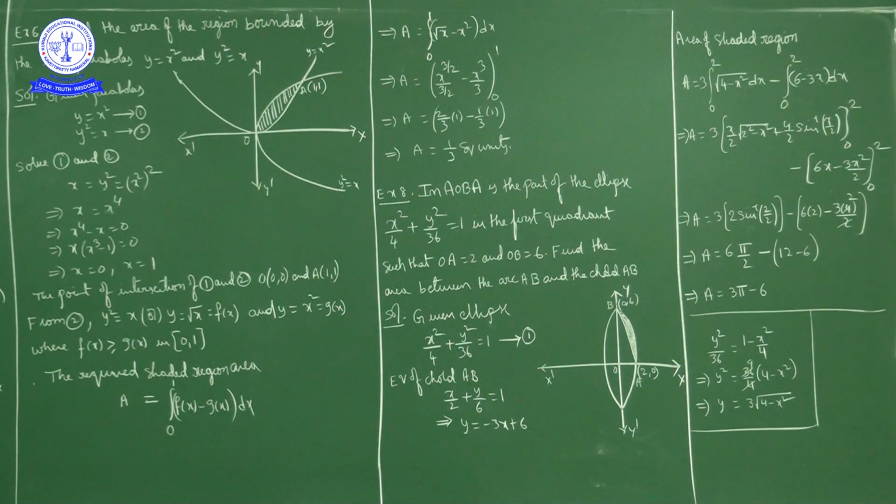We know the formula to calculate the area of an ellipse, pi AB. From the given ellipse, A value is 2 and B value is 6, so pi into 2 into 6 is 12 pi. The area of the ellipse is 12 pi. Now 1/4 of that area is 12 pi upon 4, which is 3 pi. So the area under the arc AB is 3 pi. Already we know how to calculate the area of the triangle, which is 6. So the final answer is 3 pi minus 6.